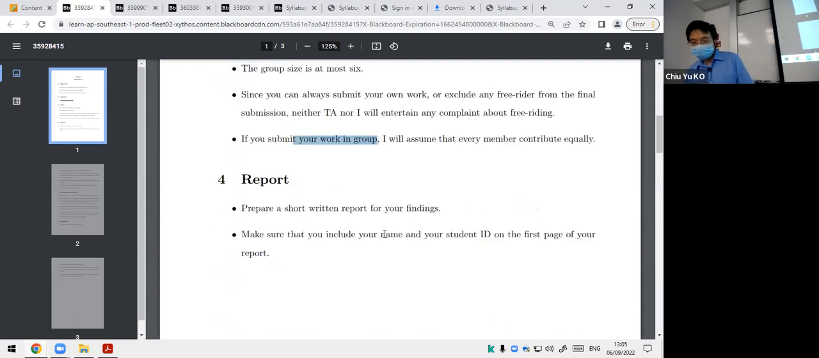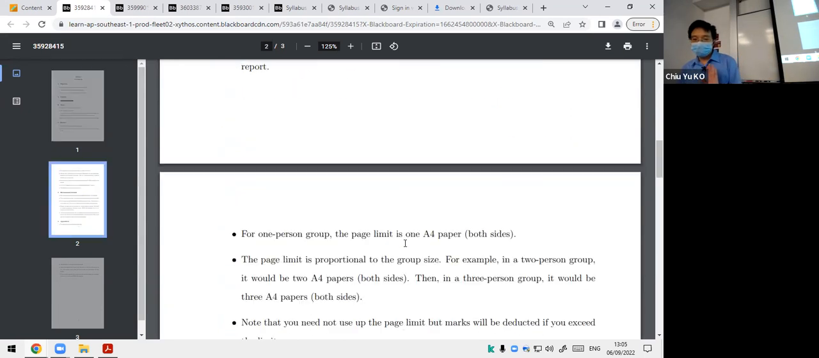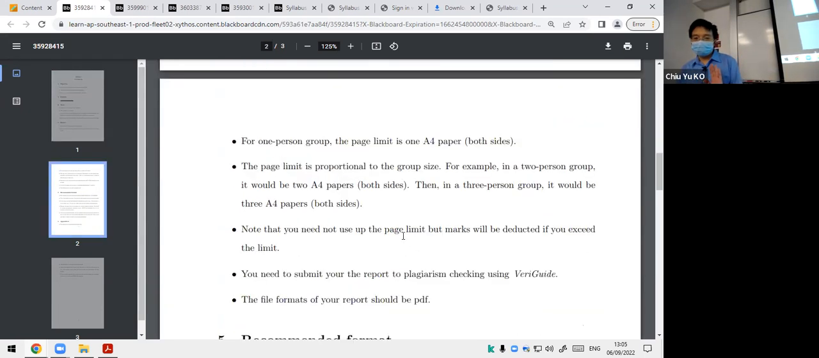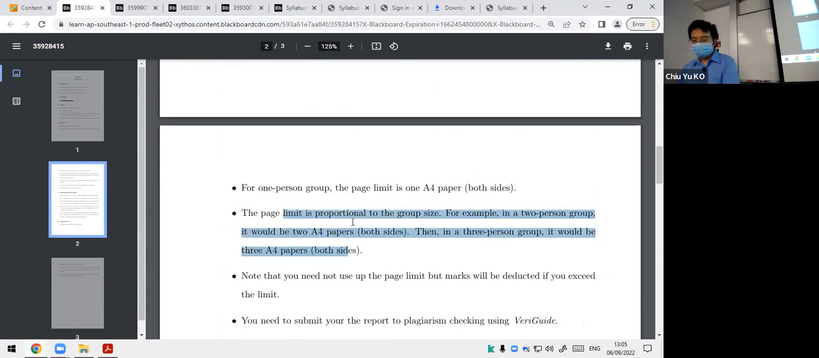And for the report, I'll go over examples later. The only important thing is the page limit. If you are the only one in the group, you can only submit this one page, or like 2 pages. And if you have 2 people, then you have 2 papers. So no more than that, because you tend to write a lot. And in B school, who is going to read more than 1 page? I give 2 pages, which is very generous already. So no one reads more than that. Show me what you want to show.